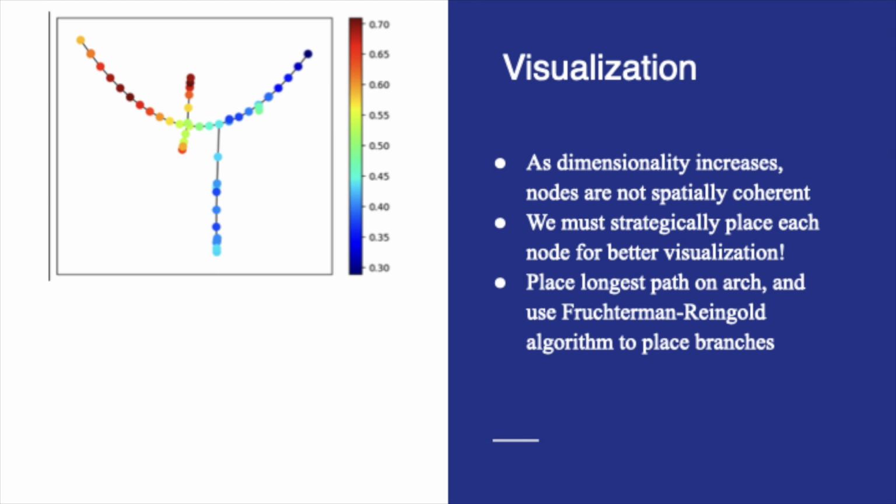Now when our dimensionality increases, we won't always have good visualization originally. Like over here, we might have overlapping edges or overlapping nodes. So it's important that we strategically place all of these nodes by finding the longest path and placing that on an arc. And then we can use the Fruchterman-Reingold algorithm to place the other branches.